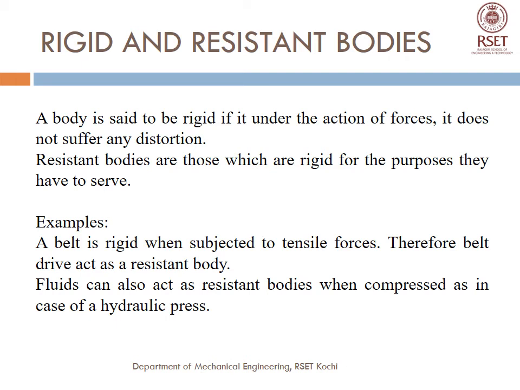And what are resistant bodies? Resistant bodies are those which are rigid for the purpose they have to serve. One example is a belt. You know that the belt, when subjected to tensile force, undergoes deformation. But when the belt is connected to a pulley, and the pulley rotates, the belt doesn't undergo deformation anymore. So the belt during working condition is acting as a rigid body. Such bodies, when they act as rigid bodies for the purpose, are considered resistant bodies.